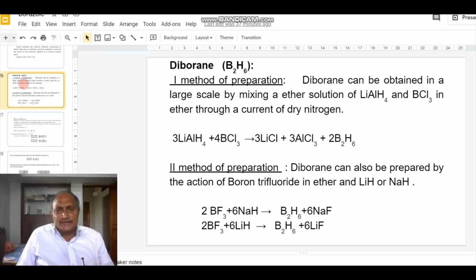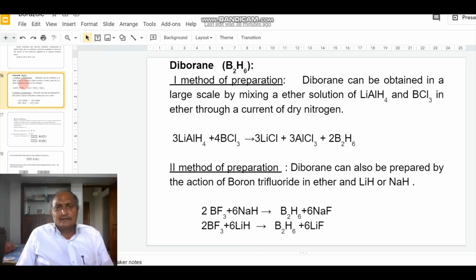Coming to the diborane B2H6. This is the second compound to be studied. First of all, we have to see the methods of preparation of diborane. In the first method, diborane can be obtained on a large scale by mixing an ethereal solution of lithium aluminium hydride, LiAlH4, and boron trichloride, that is BCl3, in ether through a current of dry nitrogen.